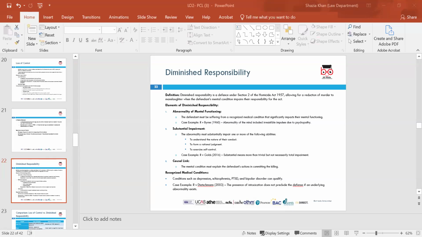In such cases, the court assesses whether the defendant's mental functioning was impaired to a significant degree, going beyond mere stress or emotional turmoil. The second and third criteria to prove diminished responsibility focus on the extent of impairment. The defendant must establish that their abnormal mental functioning substantially impaired their ability to understand the nature of their conduct, form a rational judgment, or exercise self-control. This reflects a balance between recognising mental health challenges and ensuring that the impairment is substantial enough to justify a reduction in criminal responsibility.